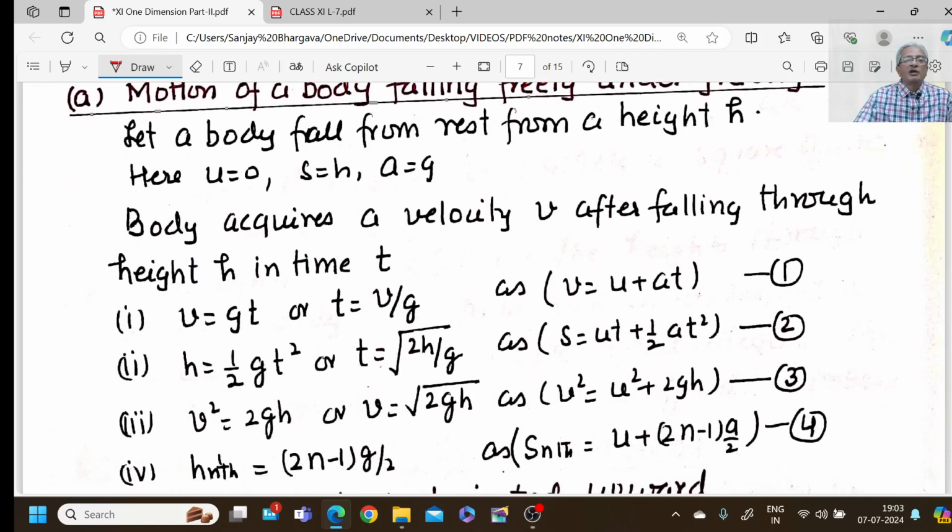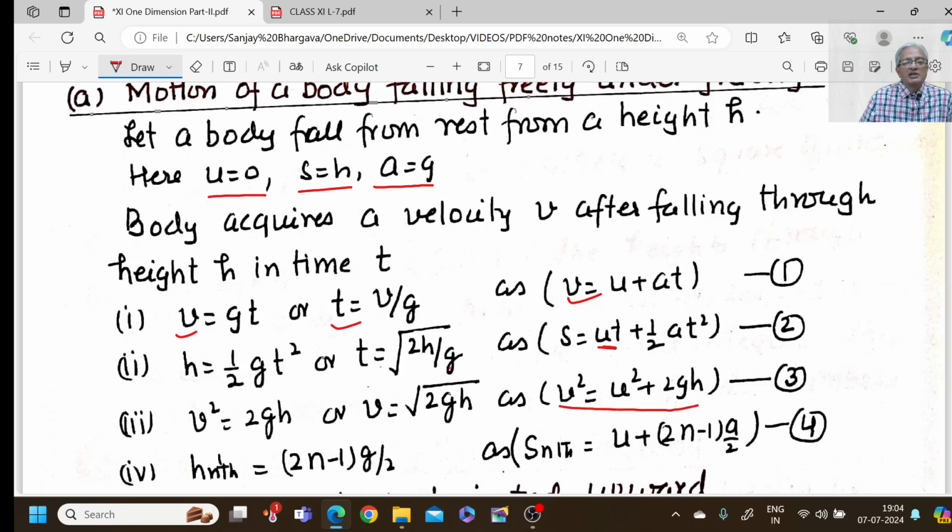Motion of a body falling freely under gravity. Let a body fall from rest from a height h. Here u is equal to 0, s would be equal to h, and a would be equal to g. So from this equation we obtain v is equal to gt. I can calculate the time of fall as v upon g. From this equation, u is 0, so h would be equal to half gt square, so the time taken would be equal to under root 2h upon g.